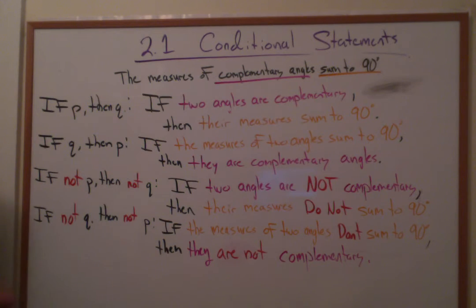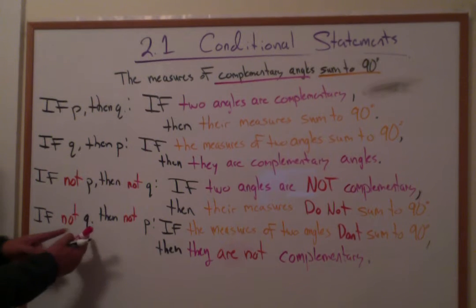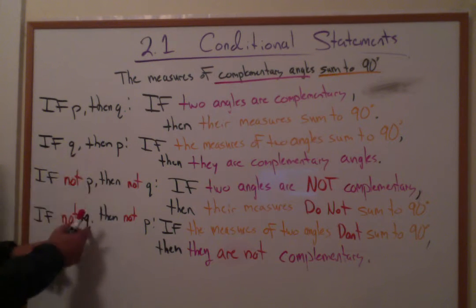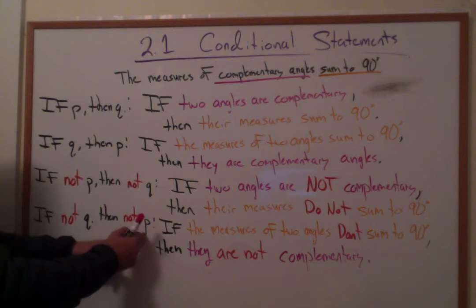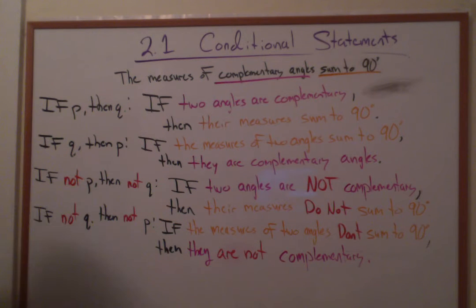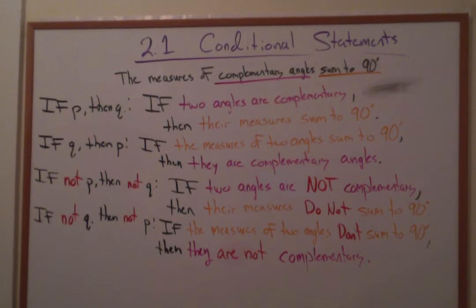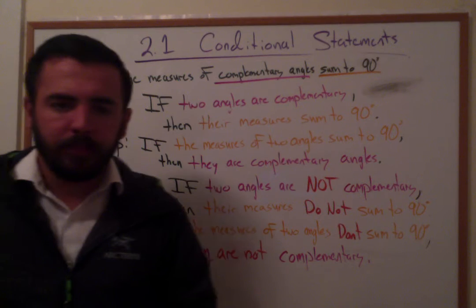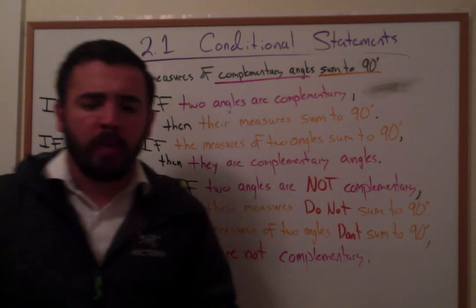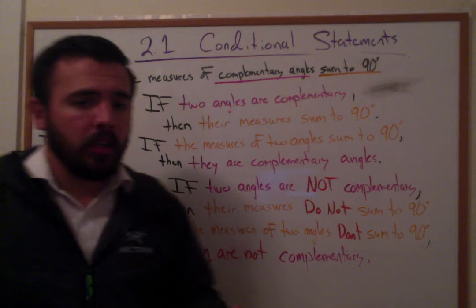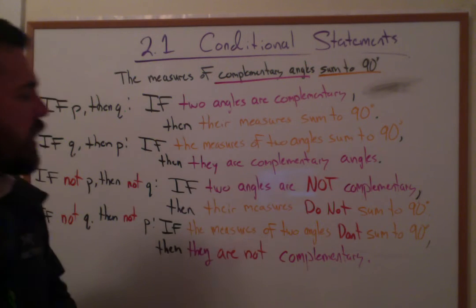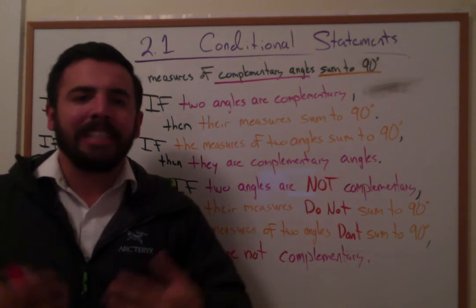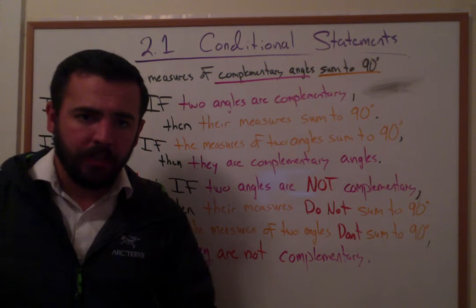And lastly, the contrapositive negates the hypothesis of the converse and the conclusion of the converse. So, if the measures of the angles do not sum to 90 degrees, then they are not complementary. Now, one skill that you guys really should be able to accumulate or ascertain is the ability to determine if a statement is true or not.